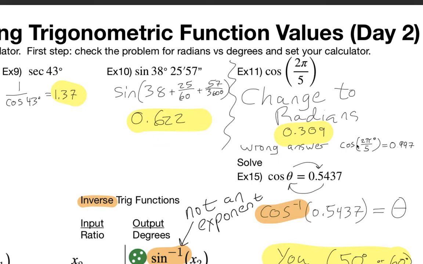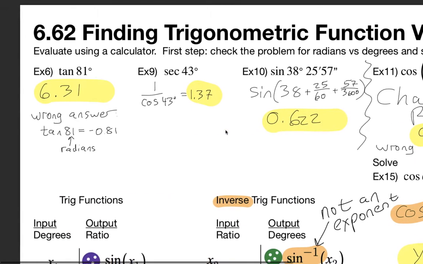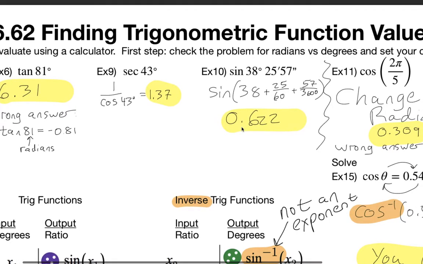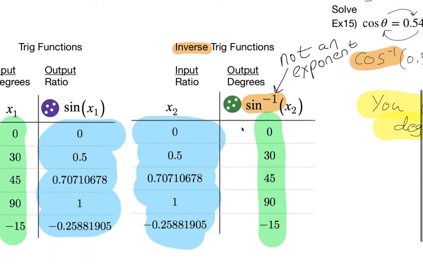If you try to say cosine of 2 pi over 5 degrees, that's a number very close to 0, not very close to 360 degrees. So that's why it's 0.997. In any case, boom. Big idea: make sure you're in the right mode when you're using your calculator. Now check this out.